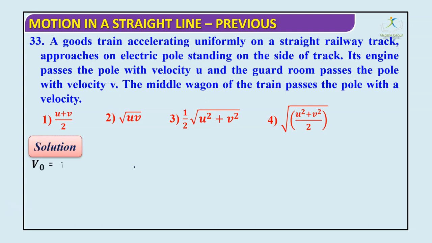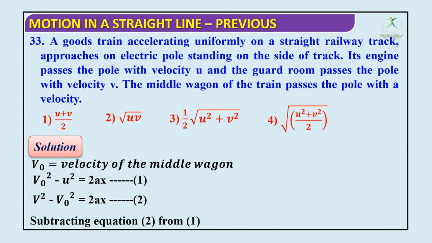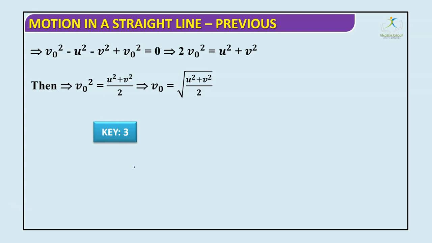Now let's move to the solution part. So v naught is equal to the velocity of the middle wagon. v naught square minus u square is equal to 2ax, and v square minus v naught square is equal to 2ax. What we did, we just combined these and get the result v naught square is u square plus v square by 2. The resultant velocity comes under root of u square plus v square by 2. And this is the correct answer for this question, option 3.